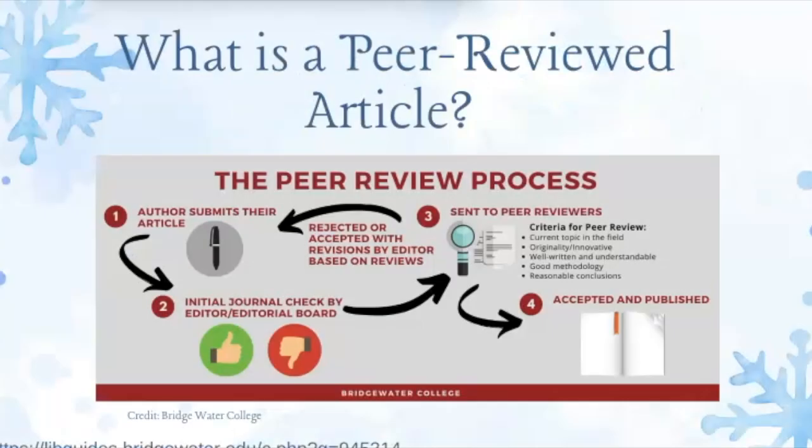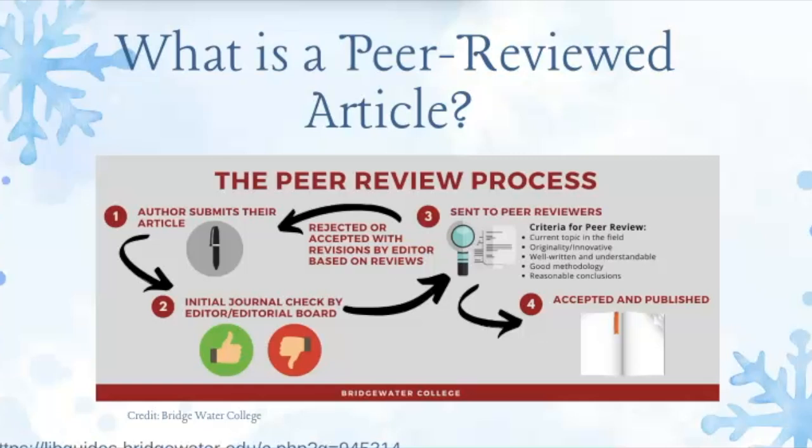Let's first go over what a peer-reviewed article is. I've found this graphic and I really like this graphic. I can link the site below. I think it got cut off, but I can link it below if you're interested. But this graphic or flow really shows the process of how a paper goes from being written by a scholar to being published in a paper.